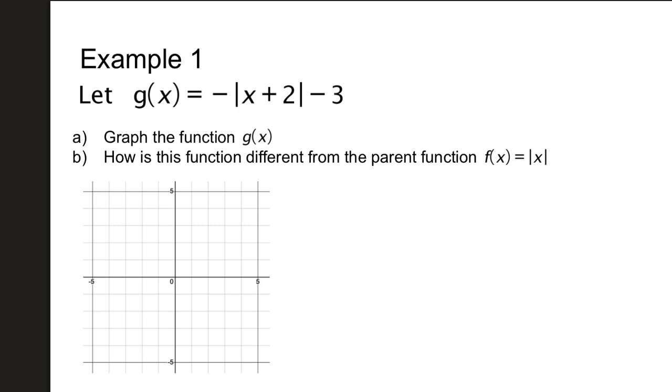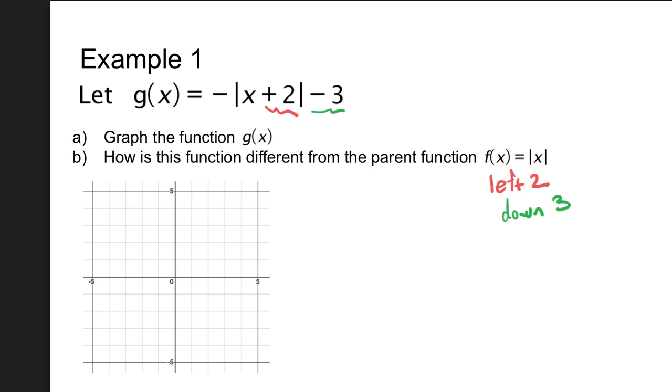So here in example 1, we're looking at g of x equals negative the absolute value of x plus 2, minus 3. Folks, what we learned last class is not going to be any different. This plus 2, remember what that means. That means that we move to the left 2 units. This minus 3, remember what that does. That means we move down 3 units.